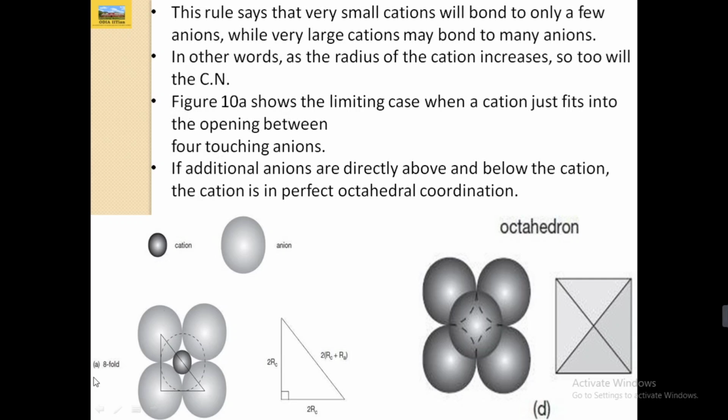Similarly, figure 10a shows the limiting case when a cation just fits into the opening between 4 touching anions. If you look carefully here, this is the cation and this is the anion. In this case, this cation is connecting 4 anions. You have to remember this formula and this triangle also. Here you can see, this is the right angle triangle.